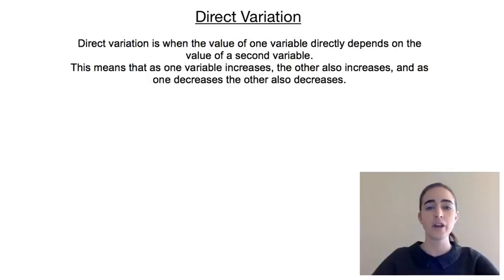In this video, I want to have a look at direct variation. So direct variation is when the value of one variable directly depends on the value of the second variable. That means that if one variable is increasing, the other one's increasing as well. Or if one's decreasing, then the second variable has to be decreasing as well.